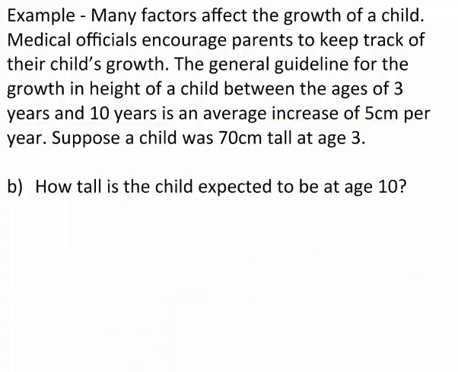And sure enough, part B asks us, how tall is the child expected to be at age 10? So I'm going to write out my formula. I now know that for my question, Tn is going to be 70 plus n minus 1 times 5. And if I'm trying to figure out how tall the kid is, I need to know how many years have passed. So what I'm really doing is I'm subbing in an n value.